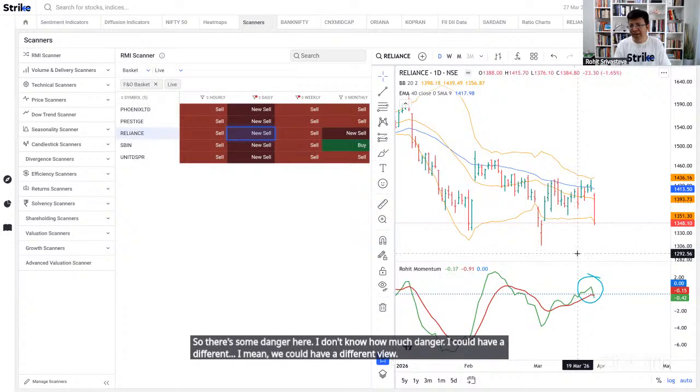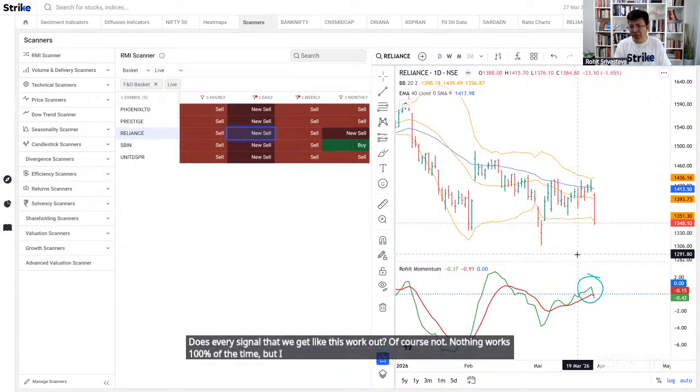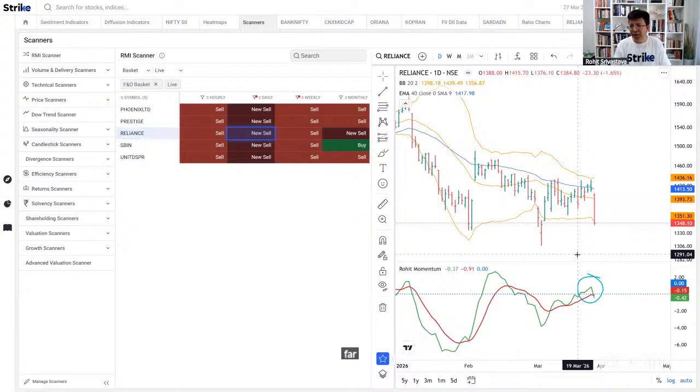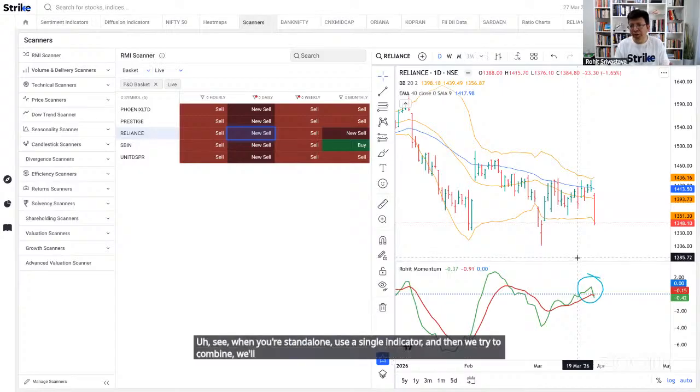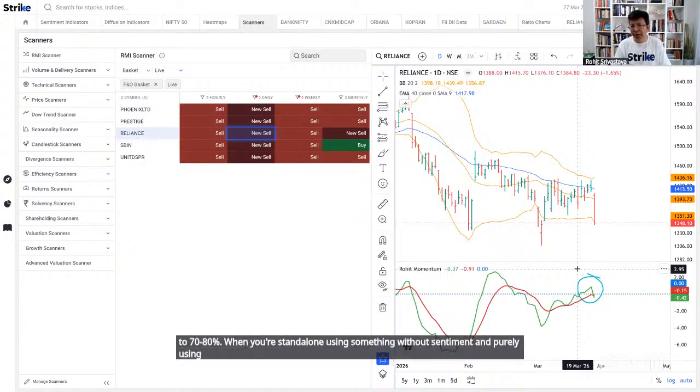Does every signal that we get like this work out? Of course not. Nothing works 100% of the time, but I can tell you that it will work far more often than not. When you use a single indicator standalone, and then we'll go to the combination and to options later, when you combine it with sentiment, you can push up your performance ratios to 70-80%. When you're standalone using something without sentiment and purely using a momentum indicator, you might find that it works 50% of the time, 60% of the time, but possibly 50-55% more often.